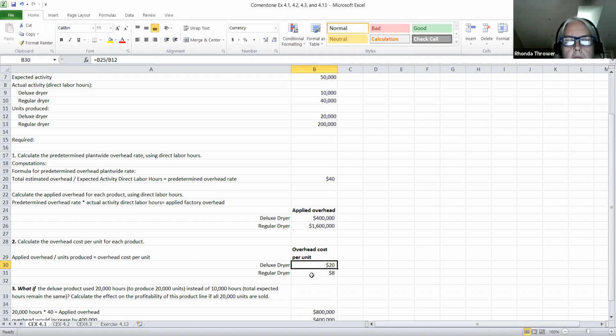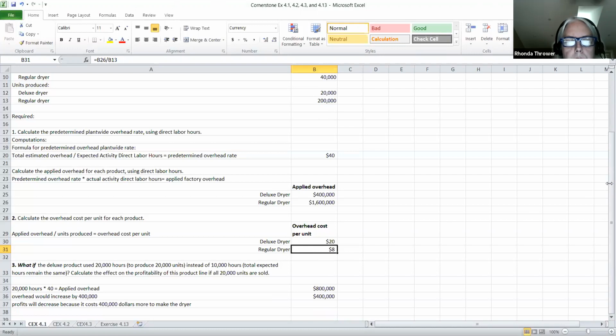We're going to take the applied overhead for the regular dryer, which was 1,600,000. We're going to divide it by the units produced for the regular dryer, which was 200,000, and that will give us $8 as our overhead per unit produced.